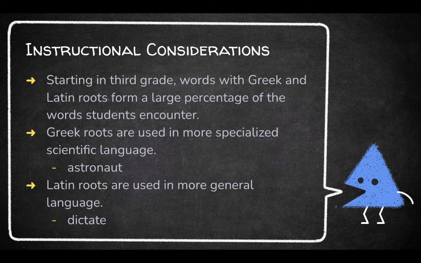Some important things to consider about morphemes are: starting in 3rd grade, words with Greek and Latin roots form a large percentage of the words students encounter. Greek words are used in more specialized scientific language, such as astronaut. Latin roots are used in more general language, such as in the word dictate.